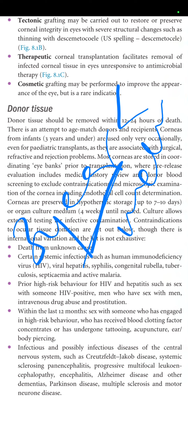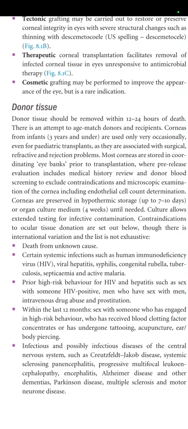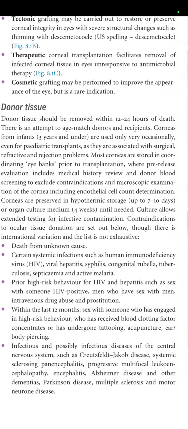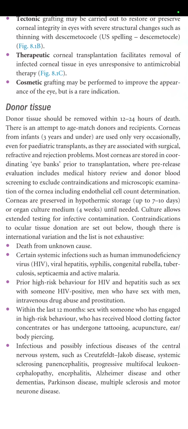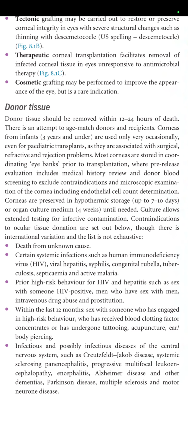Next is that there are certain eye banks that harvest the cornea, and then they look for the evaluation of the cornea. Corneas are preserved in hypothermic storage for up to 7 to 10 days, or in organ culture media for 4 weeks until needed. Culture allows extended testing for infective contamination. Contraindications to ocular tissue donation are set out below, though there is international variation and the list is not exhaustive.